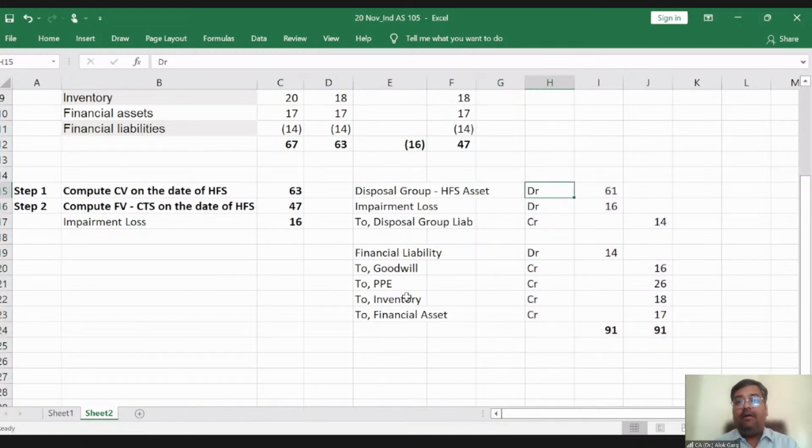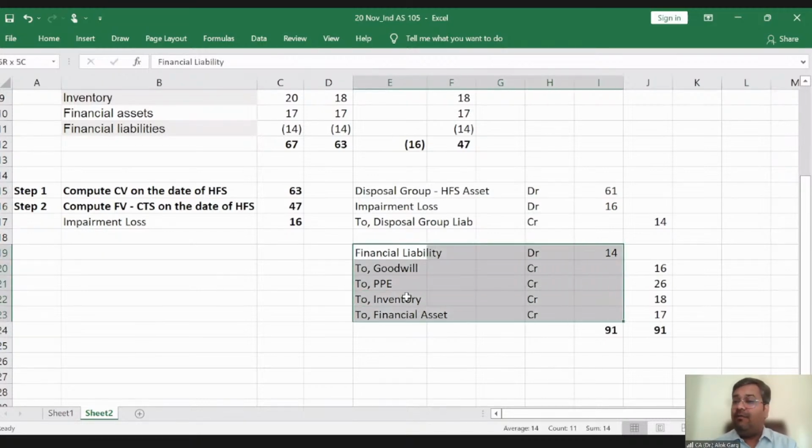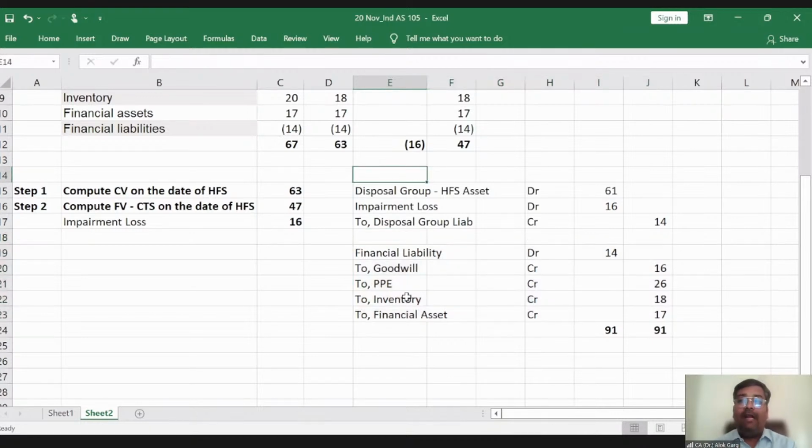First of all, let's understand this thing. There are individual assets and individual liabilities. You need to reverse that individual asset and individual liability, right? Why? Because it has become part of your disposal group held for sale. Of course, under disposal group held for sale, they have their own value, right?